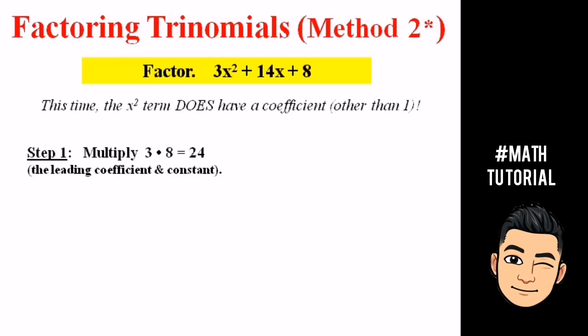Step 1. Multiply 3 and 8. That is 24. Ano yung i-multiply natin? Yung leading coefficient. Ito yung number na nasa unahan, katabi nung x squared, at yung constant naman, ito yung number sa dulo, or that will be the last term. 3 times 8 equals 24. That is our first step.